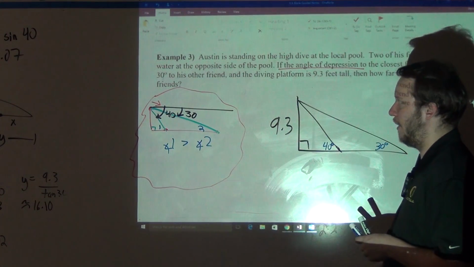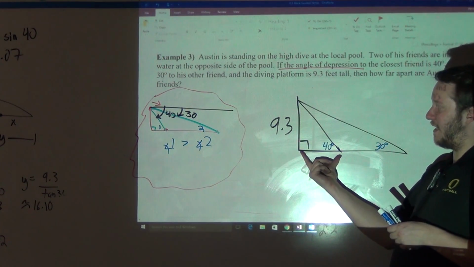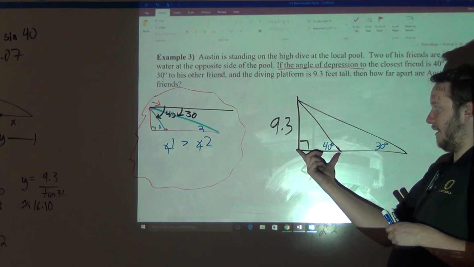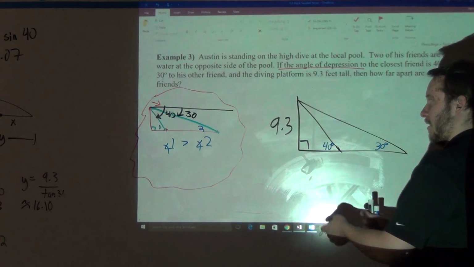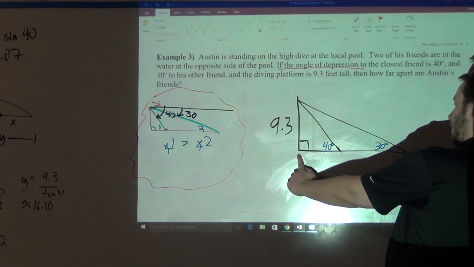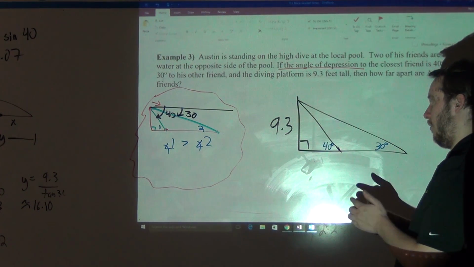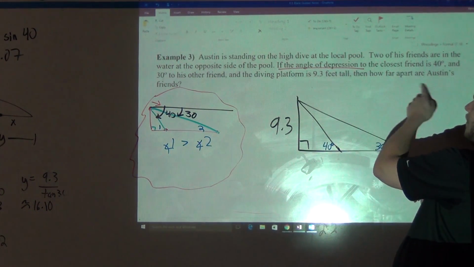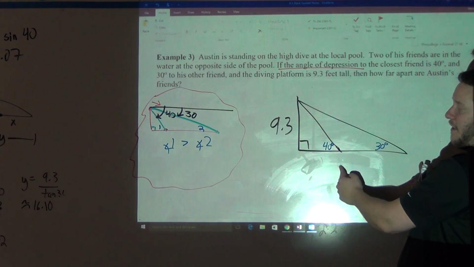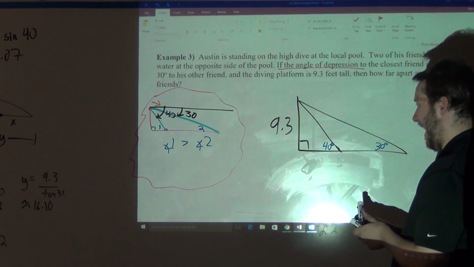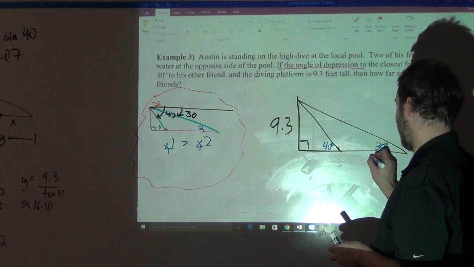We're going to fill in our 40 degrees here and our 30 degrees here. And my question for you is, do we need to know this distance, how far it is from Austin to this closest friend? Do we need to know how far it is from Austin to his friend that's further away? Or do we need to know how far away the friends are from each other? We need to know how far his friends are from each other. In order to get that, so this is what we really want to find.